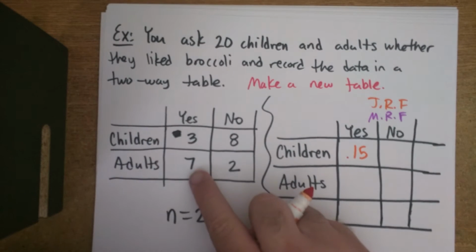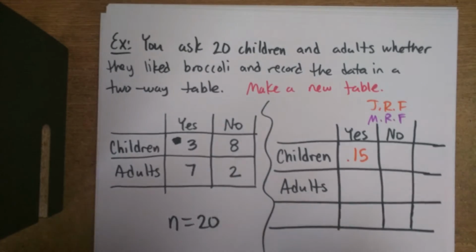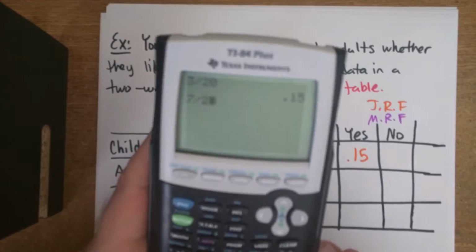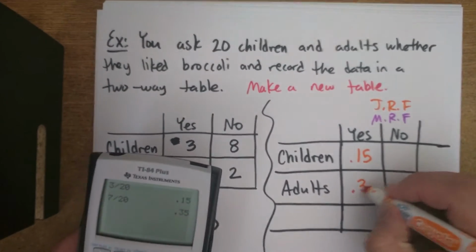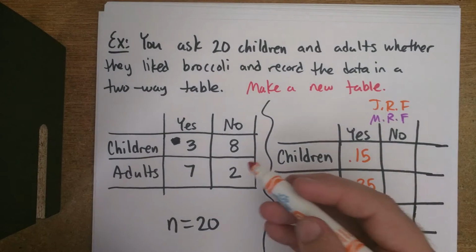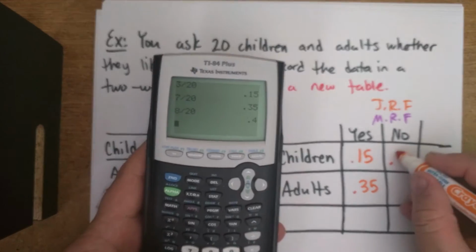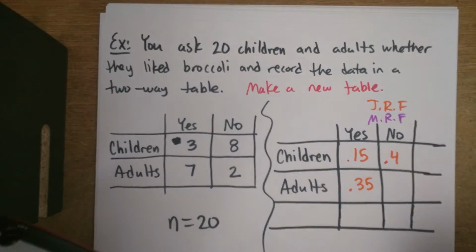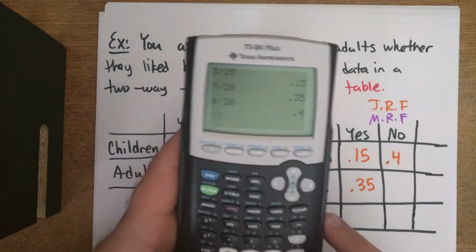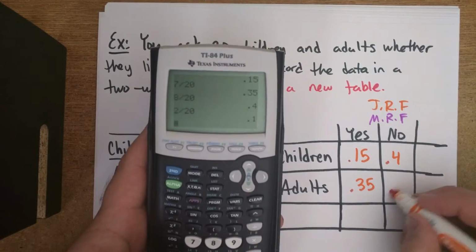Let's go ahead and do it again. We're going to do 7 over the whole, which is 20. 7 divided by 20 is 0.35. Let's keep going. 8 divided by 20 is 0.4. And 2 divided by 20 is 0.1.